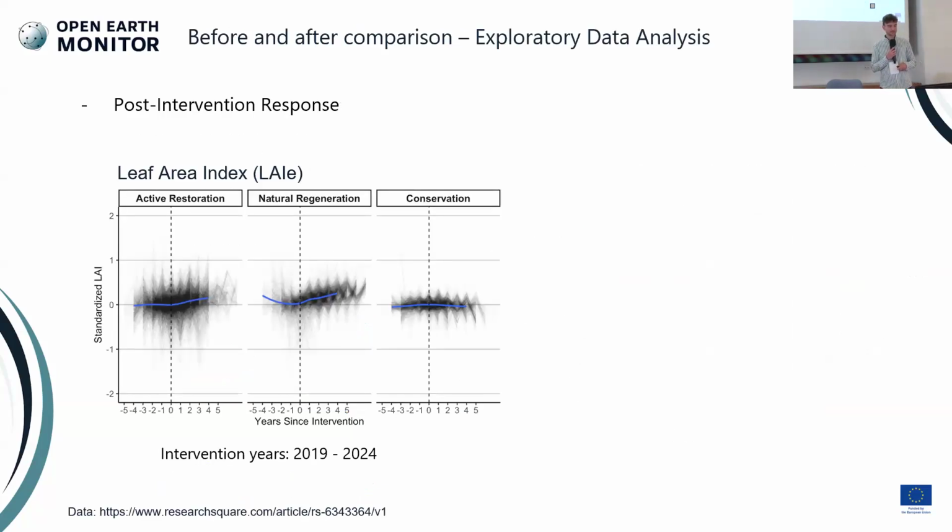Now, let's look at the data that was generated here in the Open Earth Monitor. First, we look at the effective leaf area index that was part of the World Reforestation Monitor. And just by plotting the time series for each of the projects and then standardizing first by intervention year and then by the mean LAI before intervention, we can derive these plots and make a smoother over it to see whether we expect an increase overall across the database or not.